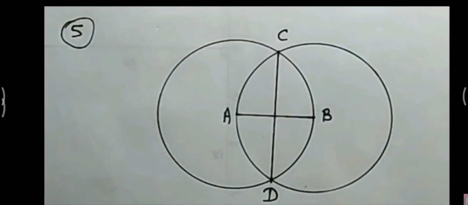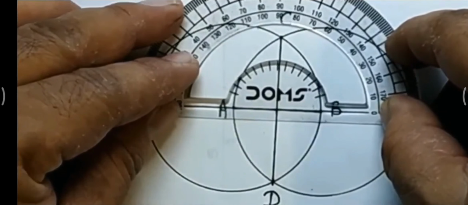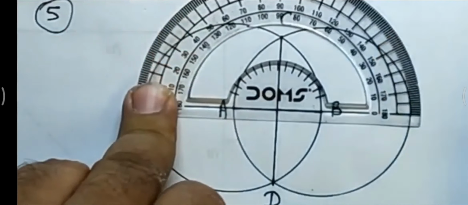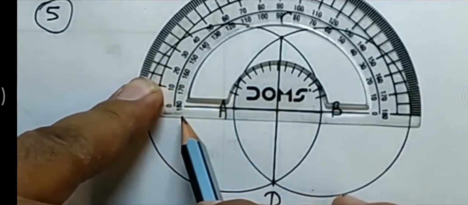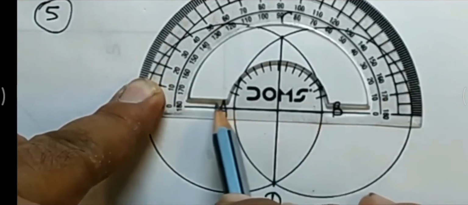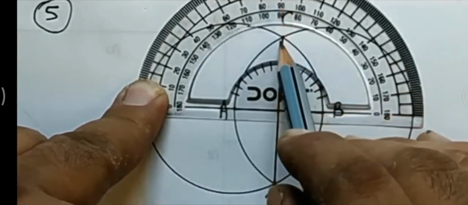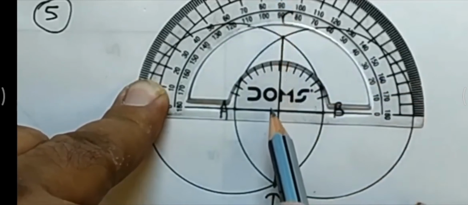Now let's measure this AB and CD. Now here you can see I am measuring that it is exactly 90 degrees. So this is to be examined, that AB and CD are at right angles. So here you can see the angle is 90 degrees. Now this question has been completed.